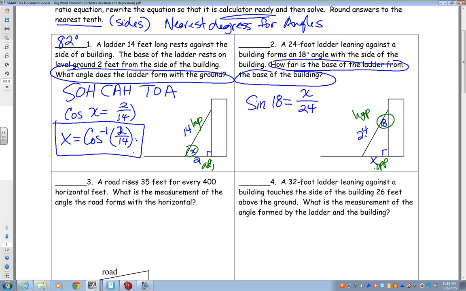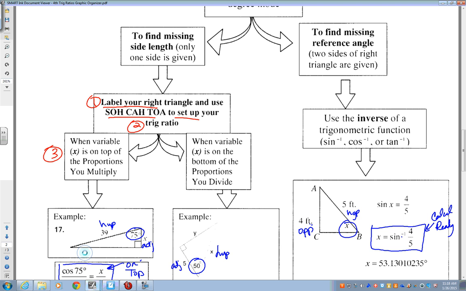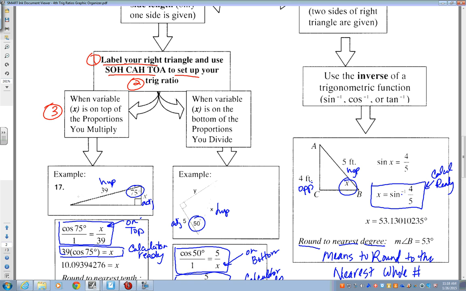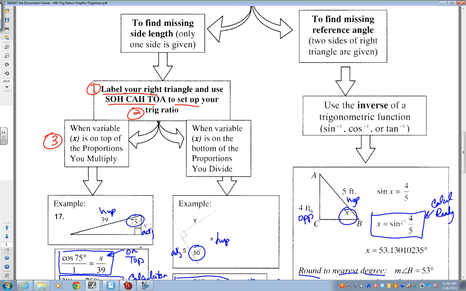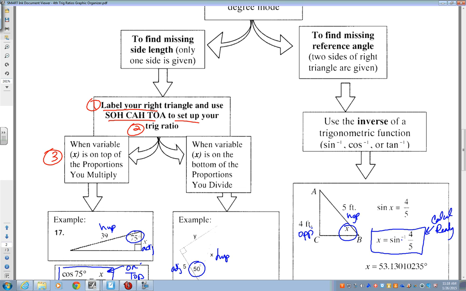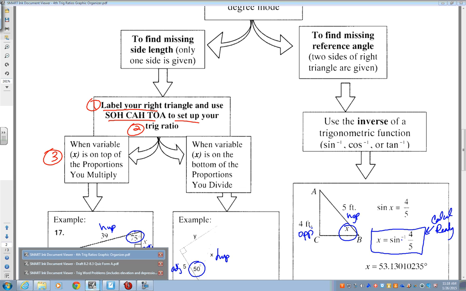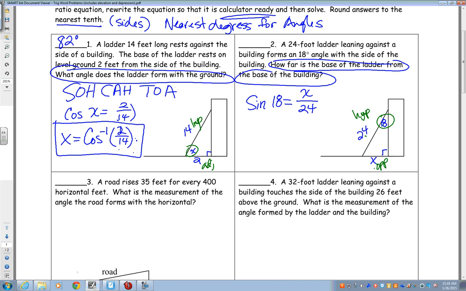Now, on our flow chart, x is on top, so it tells us we're going to multiply. Okay, so we were finding the side length. We did the trig ratio. We see x is on top. It tells us to multiply to solve it. So to show the calculator ready part, we're going to show the multiplication. X would be 24 times the sine of 18, and that's what we put in our calculator. X is on top. We multiply. I'm going to round to the nearest tenth.